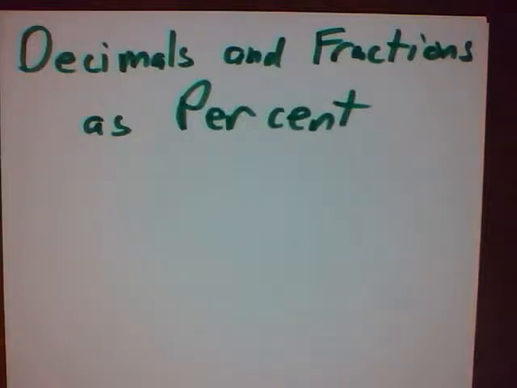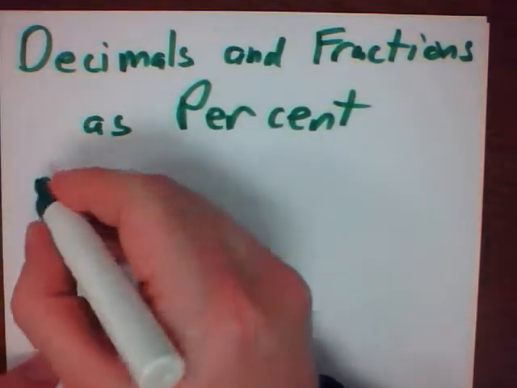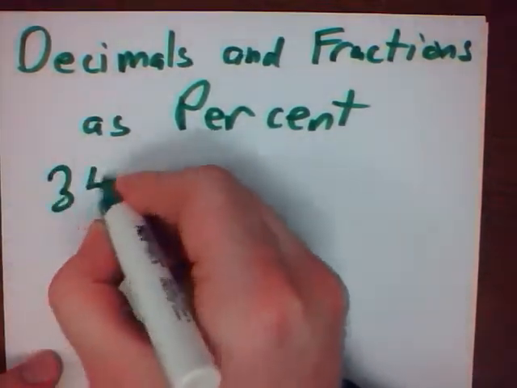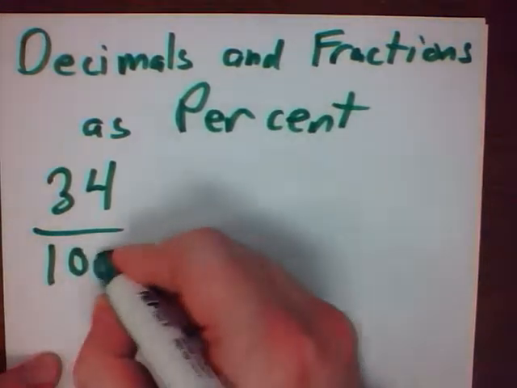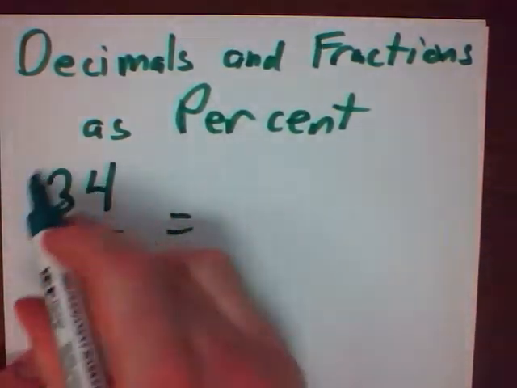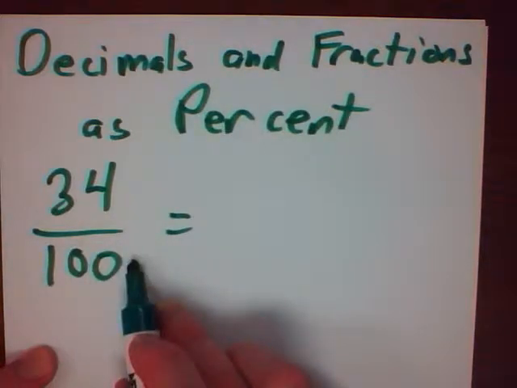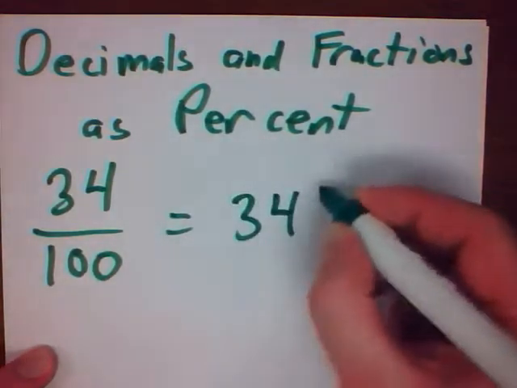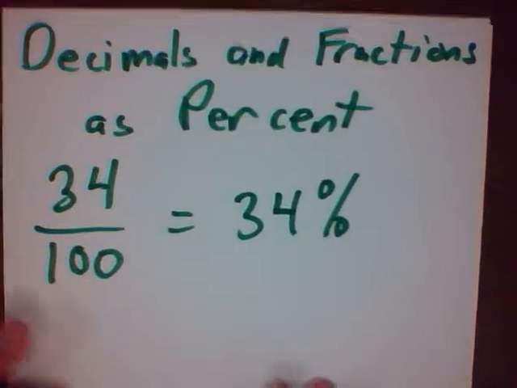In this session, we're looking at converting decimals and fractions into percentages. Let's begin with something simple. First, you have to remember that percentage simply means out of 100. So translating a fraction that is already out of 100 is very simple, because it's 34%.